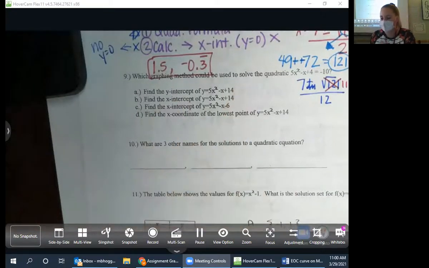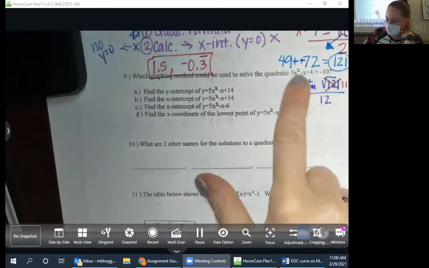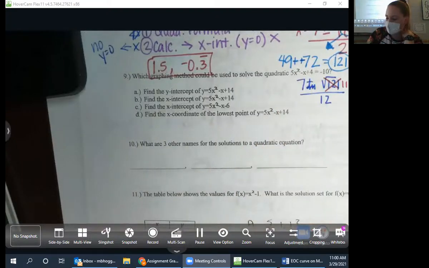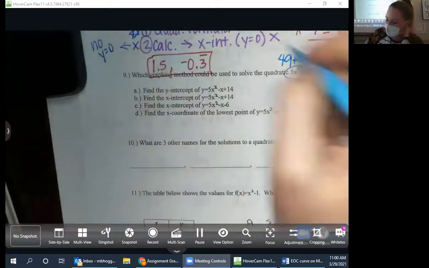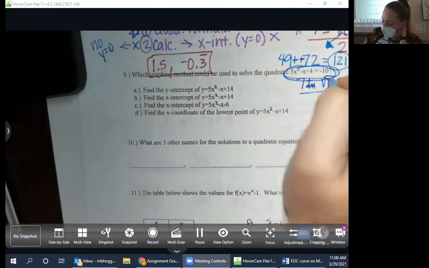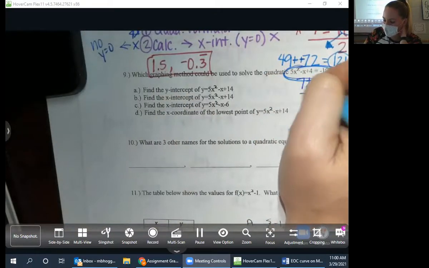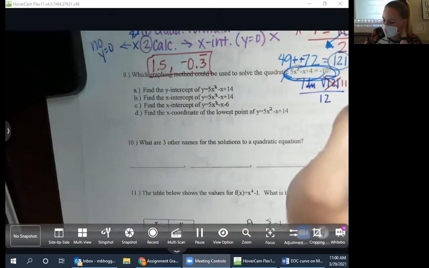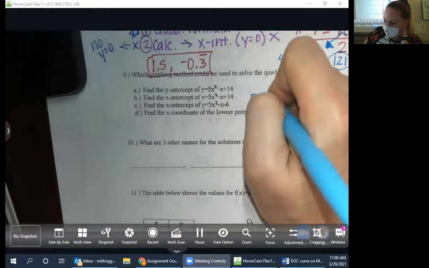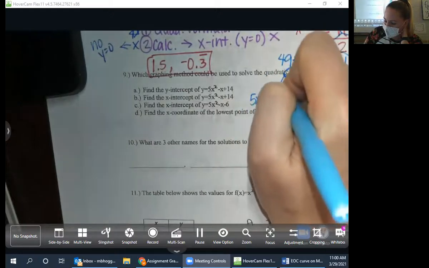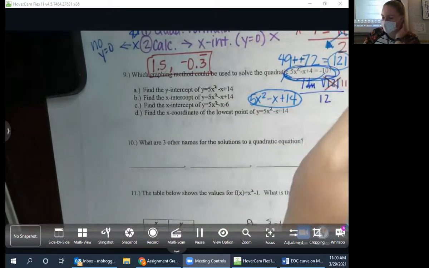Number 9. Nope. Number 9 says, which graphing method could be used to solve the quadratic? Well, the first thing, what do you see about this equation they give you? I know I've written around it, but what do you see about that? Yeah, well, it's not equal to 0. We have to move that negative 10 over. So your new equation becomes 5x squared minus x plus 14. That's what you're working with now.